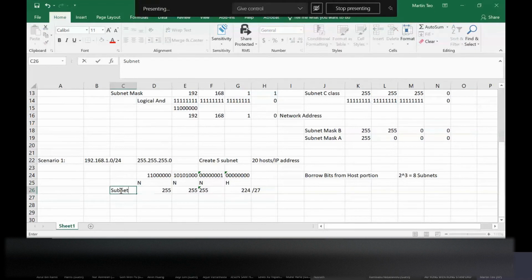Okay, then I will be able to create 8 subnets. Then within the 8 subnets, how many IP addresses will we be having? So we will still be having, okay, the rest of the 5 bits as the host portion. So I have 2 to the power of 5. 2 to the power of 5 is how many?